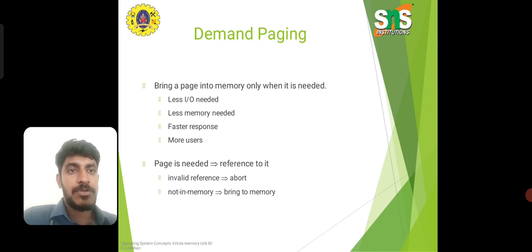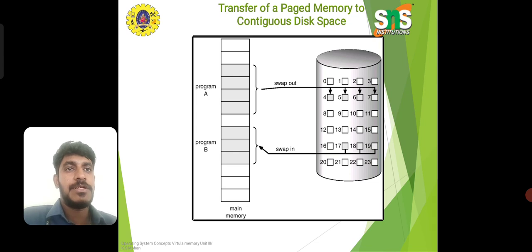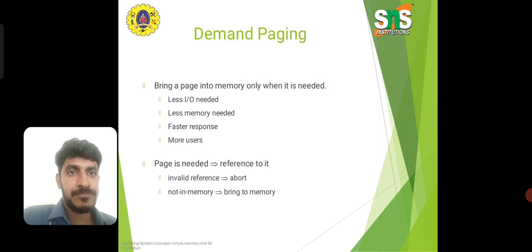Demand paging brings a page into memory only when it is needed. So less input output is needed, less memory is needed, faster response and more users. If a page is needed, we make a reference to it. An invalid reference is aborted; if it is not in memory, it is brought into memory. In demand paging, memory wastage is very low, so faster response and more users.